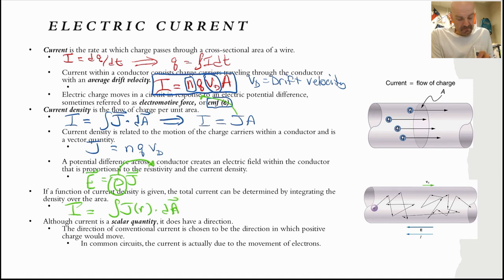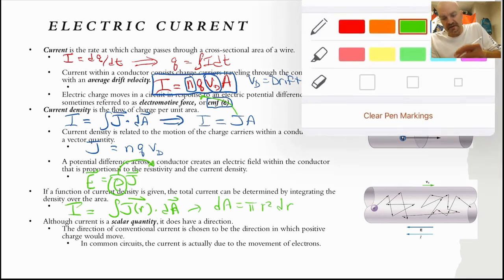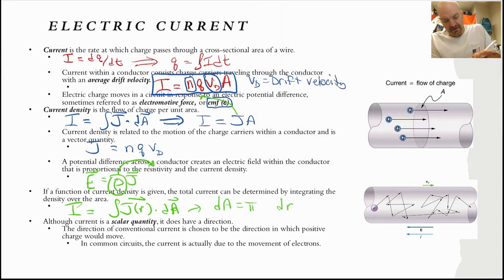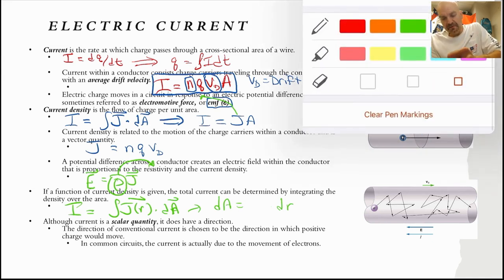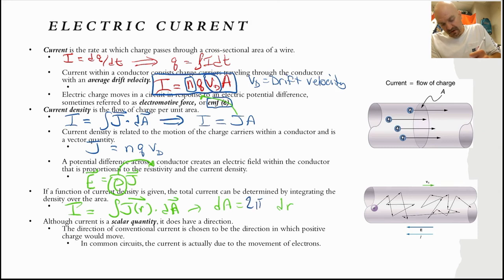Oh, sorry, dA. Most wires have a cross-sectional area of a circle. And so simply, that dA ends up being something like pi r squared dr or something along those lines, okay? Or 2 pi r, sorry, not pi r squared. That would give us a volume, but it would be 2 pi r dr, right? That would lead us to the area equation.